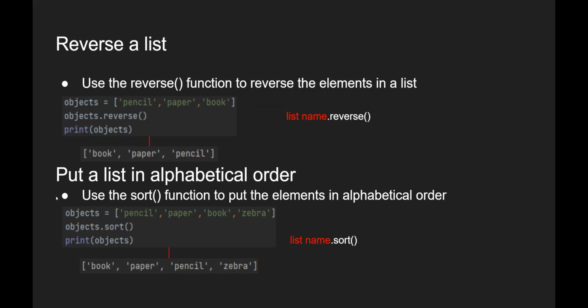And then if we want to put it in alphabetical order, we can use the sort function. We can also do it with numbers, and that'll make it from, I think, least to greatest. So if we said objects equals pencil, paper, book, zebra, and then objects.sort and then print objects, you can see it's in alphabetical order. So it's book, paper, pencil, and zebra.